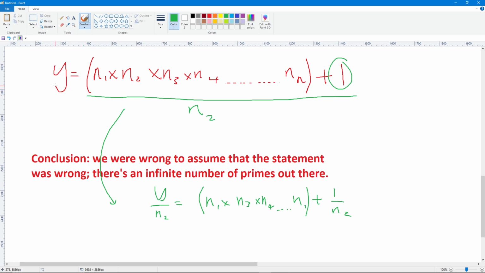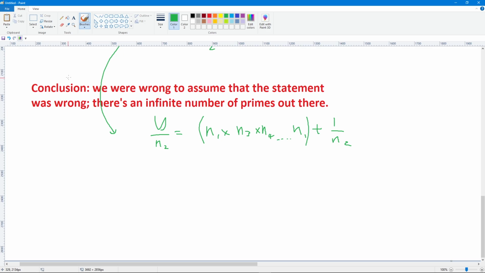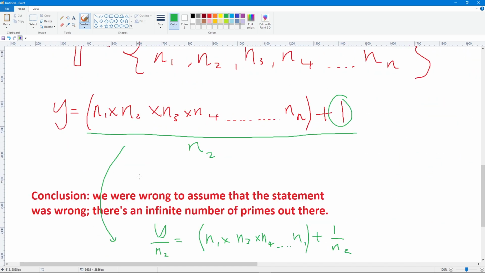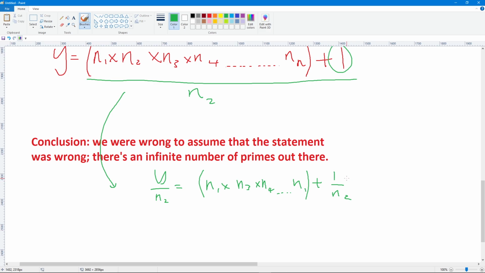Because if you have the smallest prime and the largest prime, and every prime in between, you can use them to create a new prime. So there's infinitely many primes out there. This is actually a proof by Euclid, and it's a really famous proof because it's so simple. You can try it yourself, see if you can make any new primes. I guarantee you that you can.